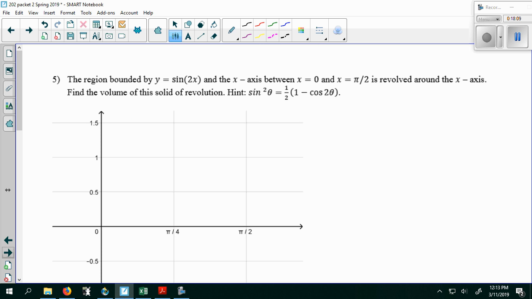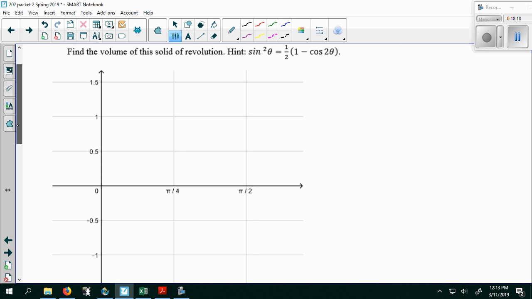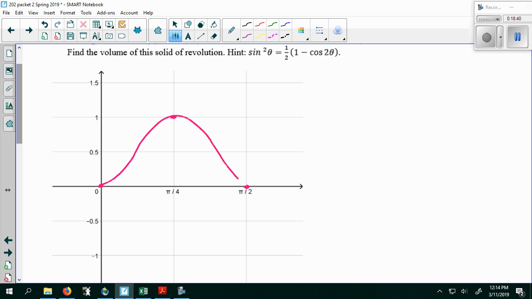Okay, the region bounded by y equals sine of 2x and the x-axis between x equals 0 and x equals pi over 2. We're going to revolve that around the x-axis. Okay, so sine of 2x, well, the sine of 0 is 0. If I plug a pi over 2 in, that's the sine of pi, which is also 0. Plug in pi over 4, that's the sine of pi over 2, which is 1. And then halfway between, I have changes in concavity. So this looks something like that.